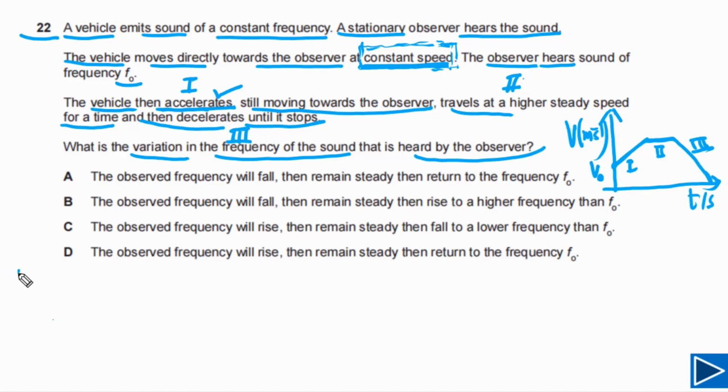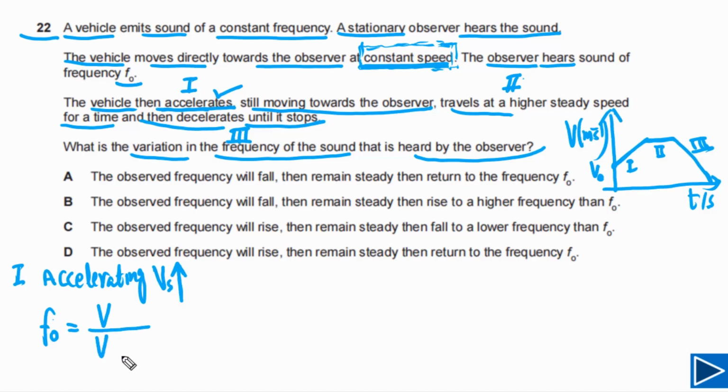Now we will look at all these cases one by one. First of all, we will discuss when the car is accelerating. Vs is the speed of the vehicle, meaning the speed of the source. As it is given to us, the speed of the source is increasing. Now we can use the Doppler equation. F observed is equal to the speed of the wave, meaning the speed of sound, divided by the speed of sound minus the speed of the source, multiplied by the frequency of the source.